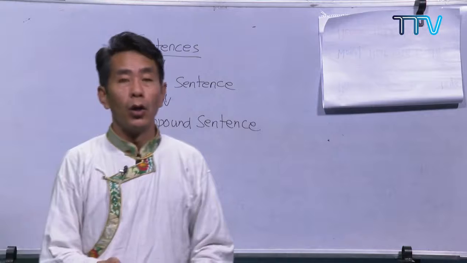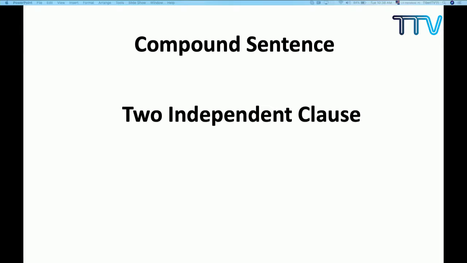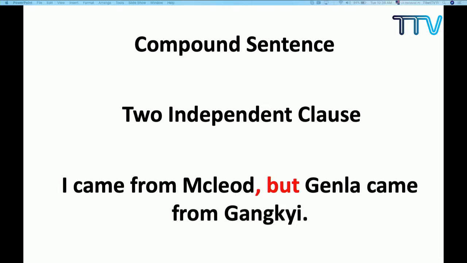I want you to look at this slide. What is a compound sentence? Any idea? A compound sentence is made up of two independent clauses. For example, I came from McLeod. Kela came from Kanki. Now, do you see two sentences? I came from McLeod is one sentence, and Kela came from Kanki is another. Each is a complete sentence.